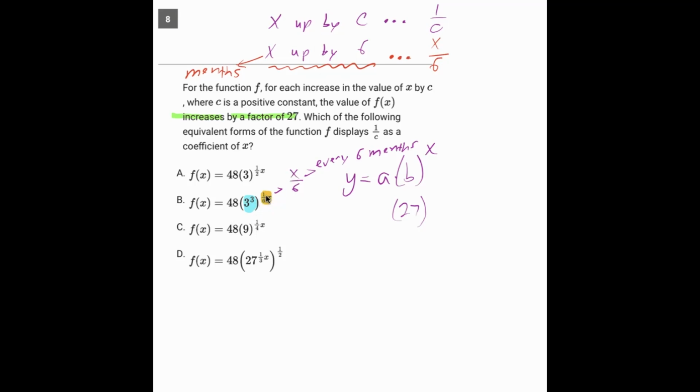Instead of having x in the exponent, we're having x times 1 over 6. So as x is going up by 1 over 6, we're multiplying 1 over 6 by our x, we're getting the equation to increase by a factor of 27. So it's very complicated here, but we're dealing with this SAT wording, and absolutely, out of this question type, this is the hardest one I've ever seen.